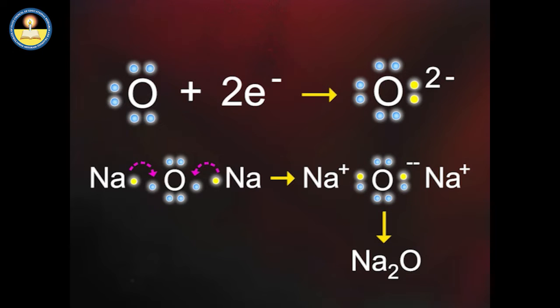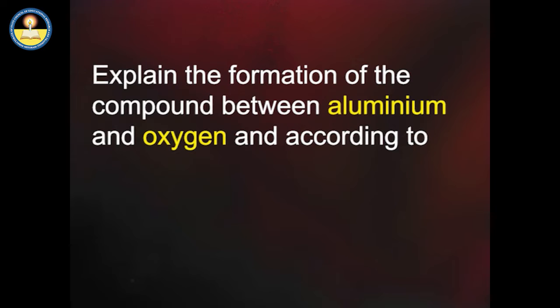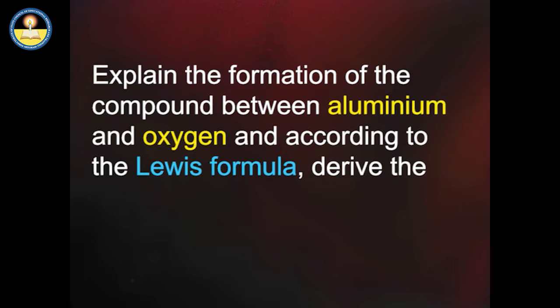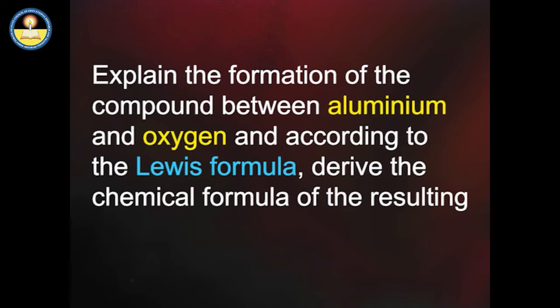Let us take one example. Explain the formation of the compound between aluminium and oxygen, and according to the Lewis formula, derive the chemical formula of the resulting compound.